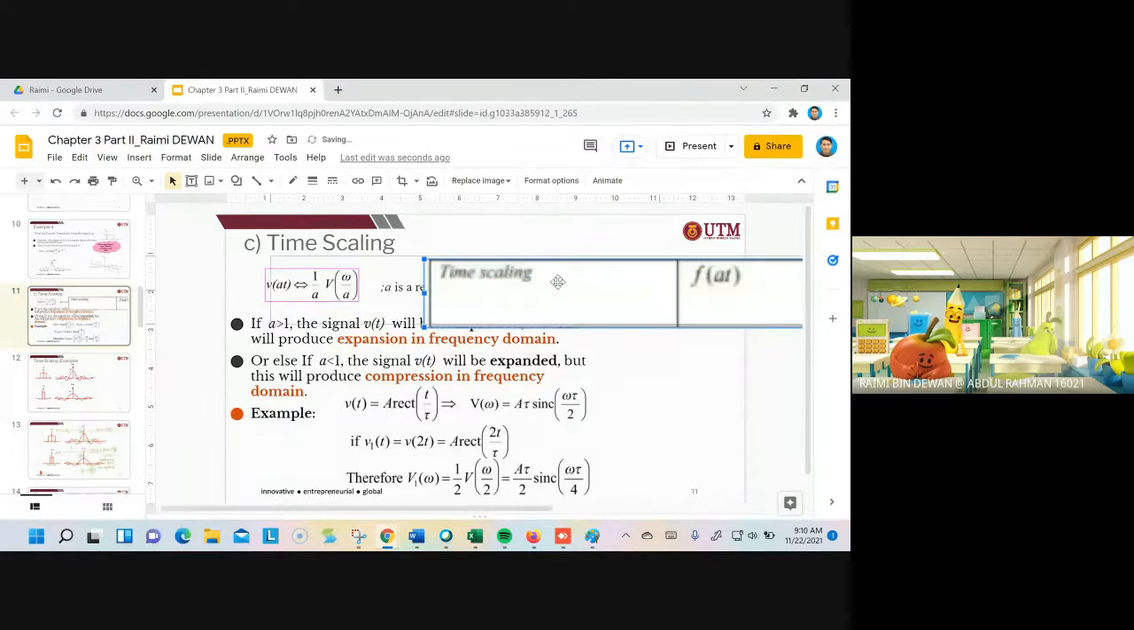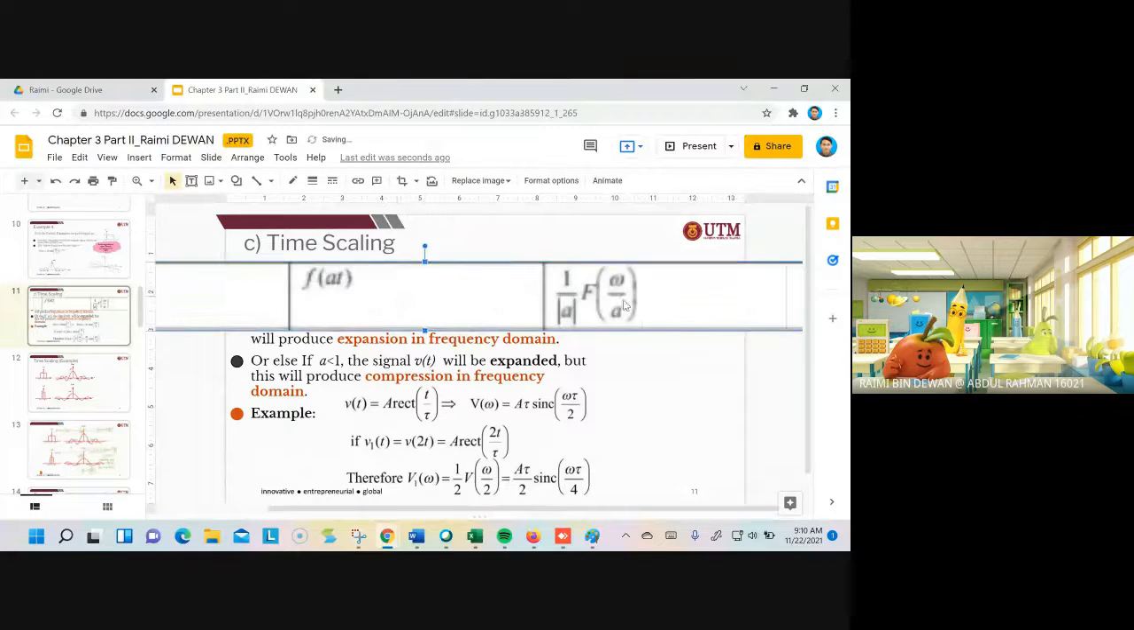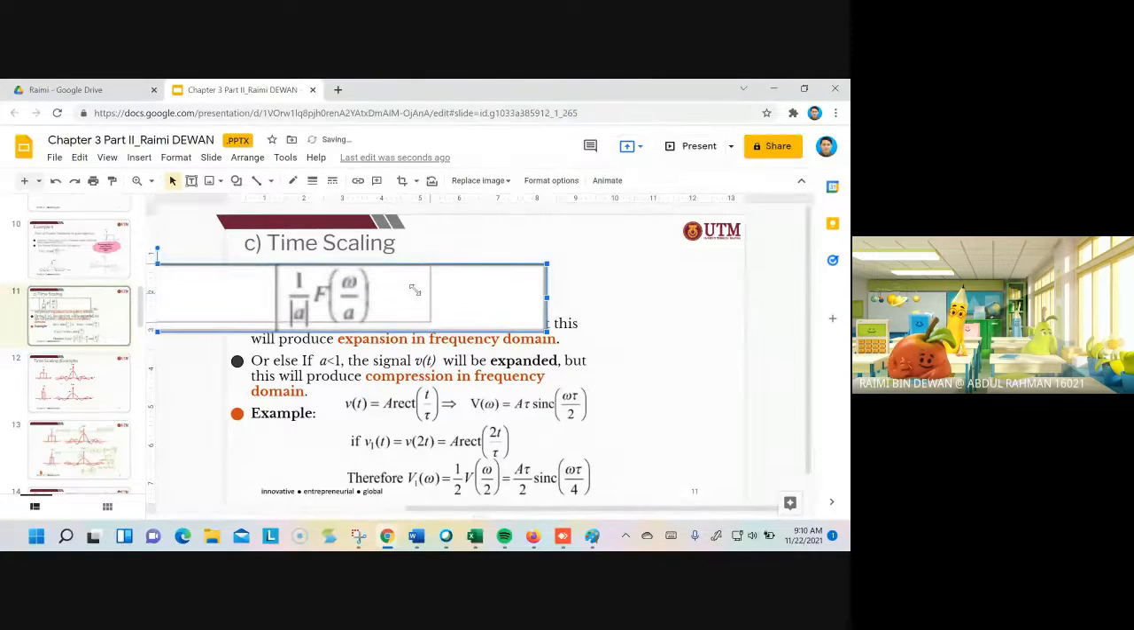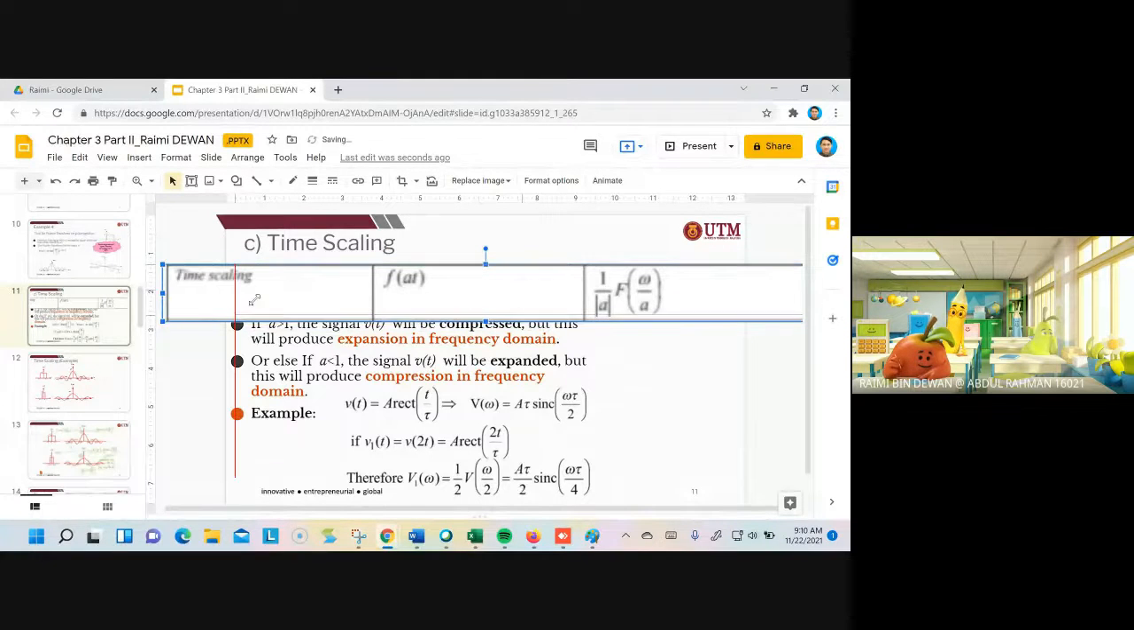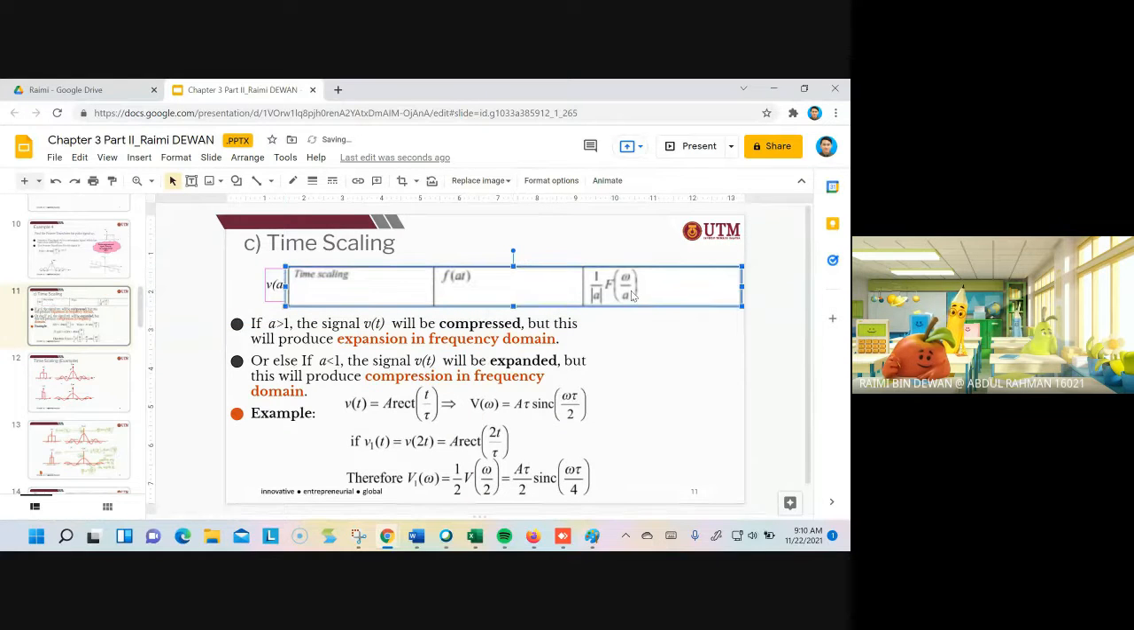You see in the table, for time scaling, your A here, so 1 over A becomes 1 over 2, and omega over 2. Therefore, if you have v1 equals v of 2t, the rectangle is rect of 2t over tau, and then in the frequency domain it is 1/2, because the time scaling is 2.